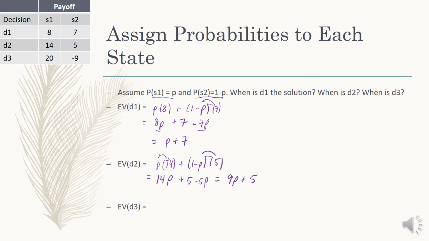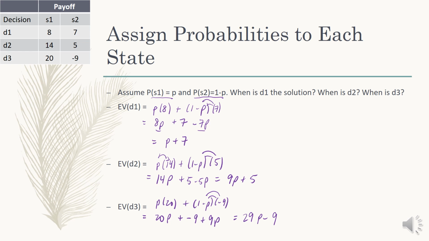And then lastly, we're going to figure out the expected value of D3. So that's P times the payoff for S1, and then 1 minus P times the payoff for S2, which gives me 20p, and I'm doing exactly the same thing. I'm just reversing the order on the first one and then distributing on the second part. Then it looks like a negative 9 plus 9p. Because this negative 9 was negative, it makes that 1 negative, but then the p becomes positive. So I get 29p minus 9. So those are our expected values.